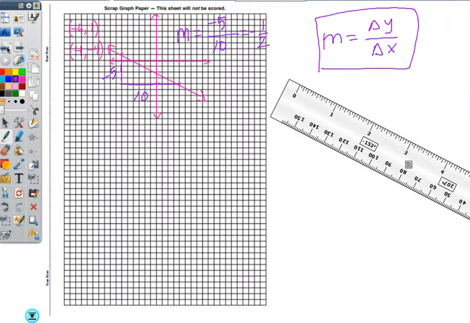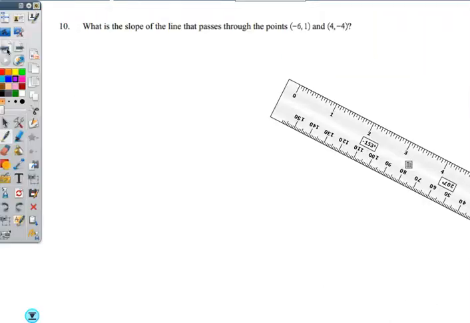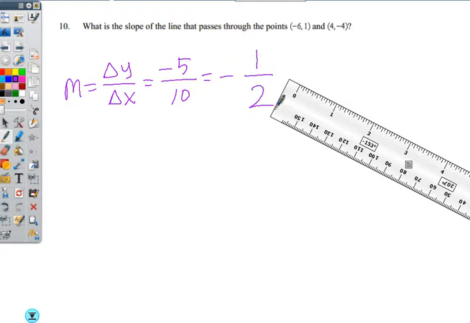Now, if you want to try to guarantee that you get full credit on this question, once you've figured it all out, you should write down the slope formula, and you should write down the distance you went down, which is negative 5, over the distance you went to the right, which is 10. And then you would just say, well, that is equal to negative 1 over 2.